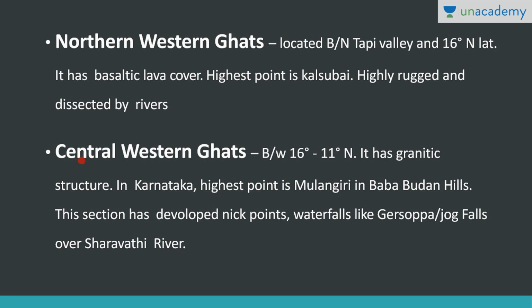Then the second one, the central Western Ghats, is located between 16-degree to 11-degree north latitude, right? It has a granitic structure. In Karnataka, the highest point is Mulangiri in Baba Budan Hills. These are the hills which are also famous for coffee, right? This section has developed rejuvenation structures like nick points, waterfalls, etc., and especially Jog Falls over Sharavati river. These are famous falls in India, one of the largest waterfalls in India, especially in southern India. So this is about central Western Ghats.